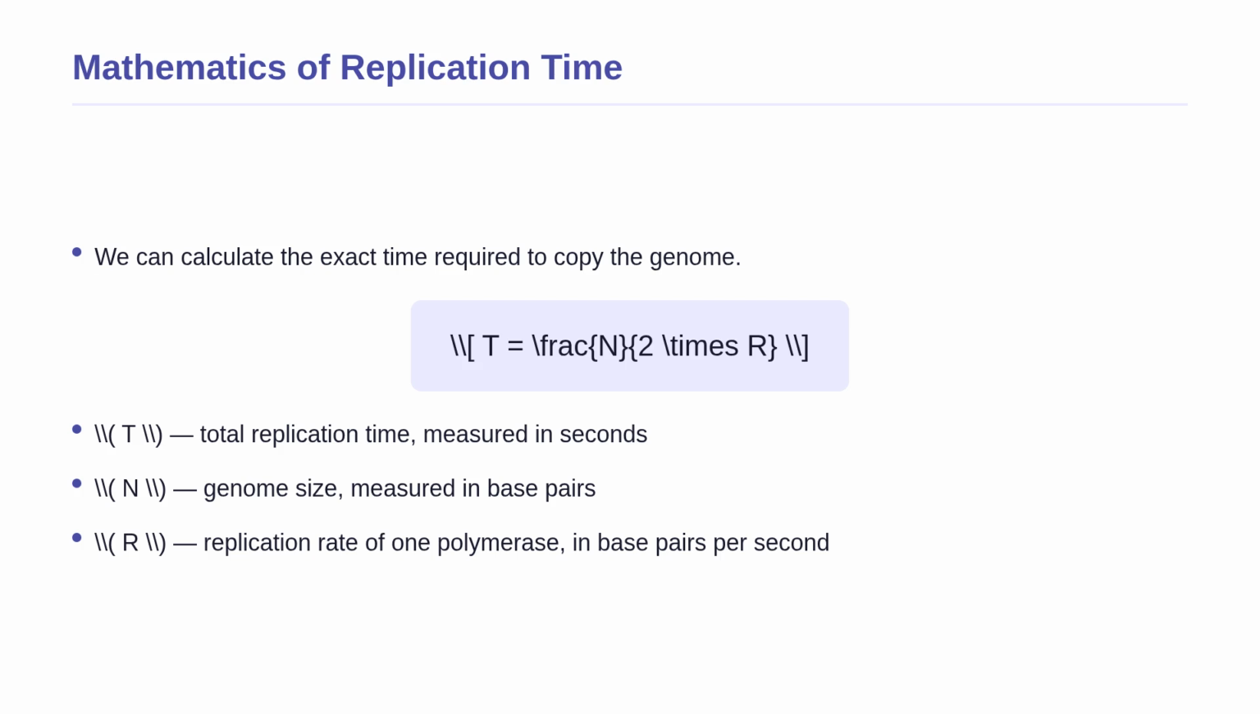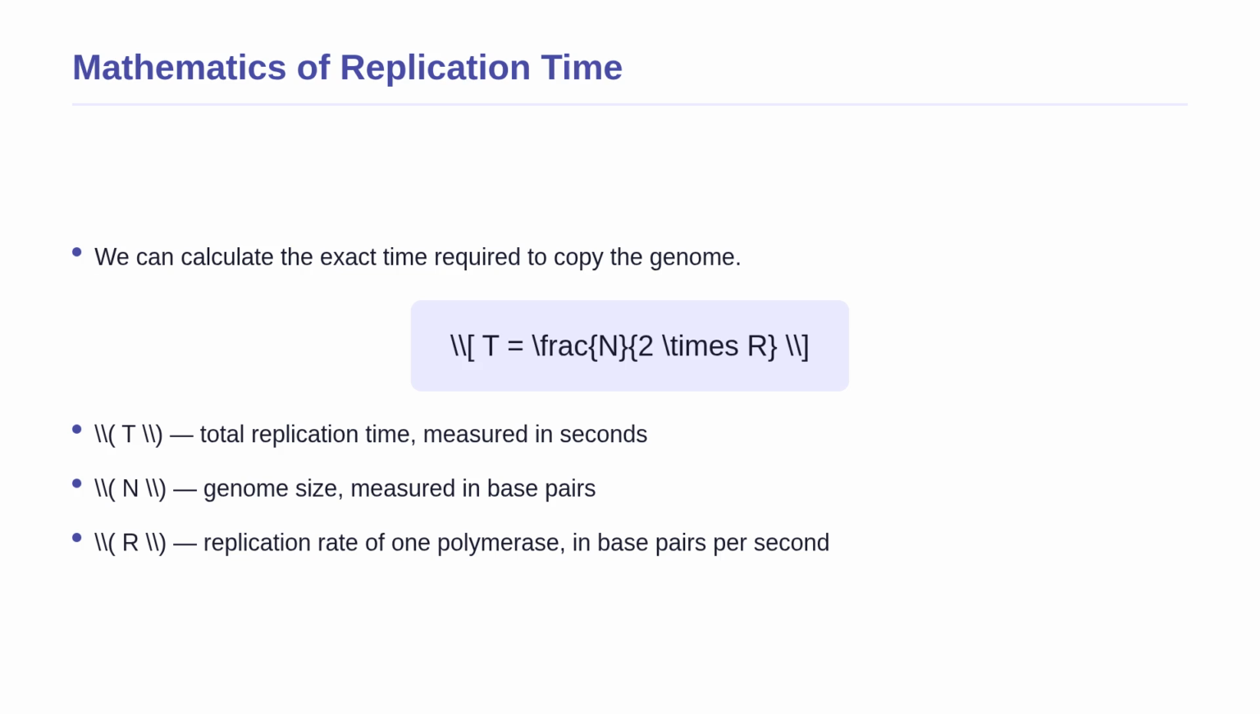Here, T is the total time in seconds. N represents the total number of base pairs in the genome, which is the total physical work to be done. R is the replication rate, or the speed of a single DNA polymerase enzyme. We multiply R by 2 in the denominator because the process is bidirectional. 2 forks are working at the same time, cutting the total time in half.